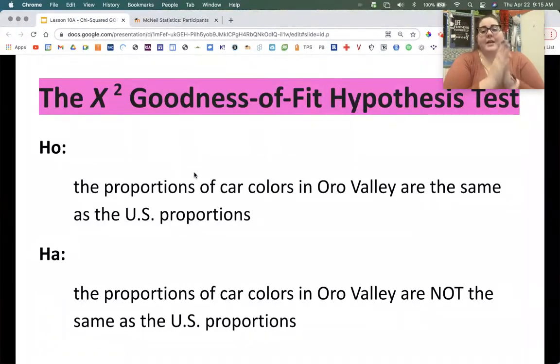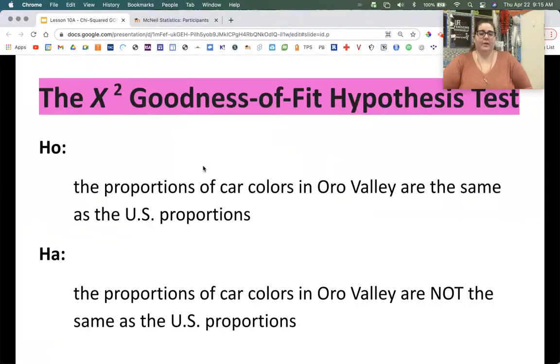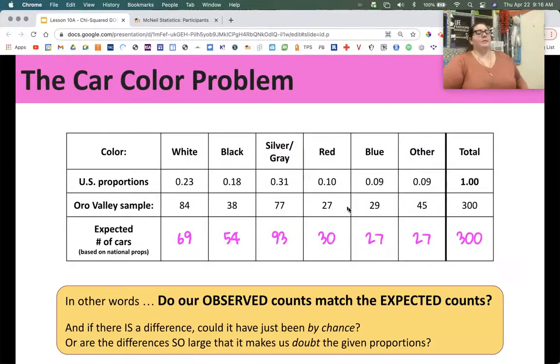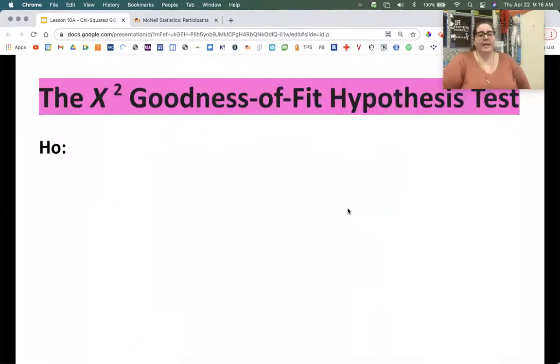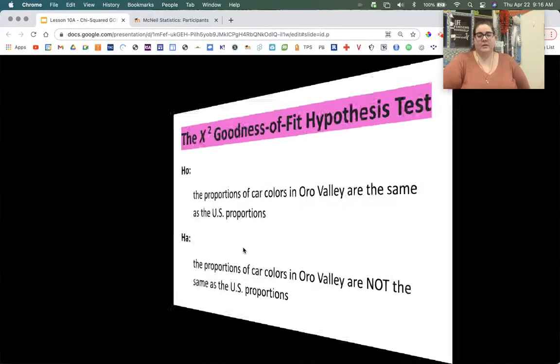So there is a difference, and we only do difference or not in chi-squared because we're talking about a bunch of different categories. There's never going to be a less than or greater than, because if you go back to our table, right? If we go back to our table, some of them were less and some of them were more. So we're just saying, is it overall different? So those are our hypothesis statements.